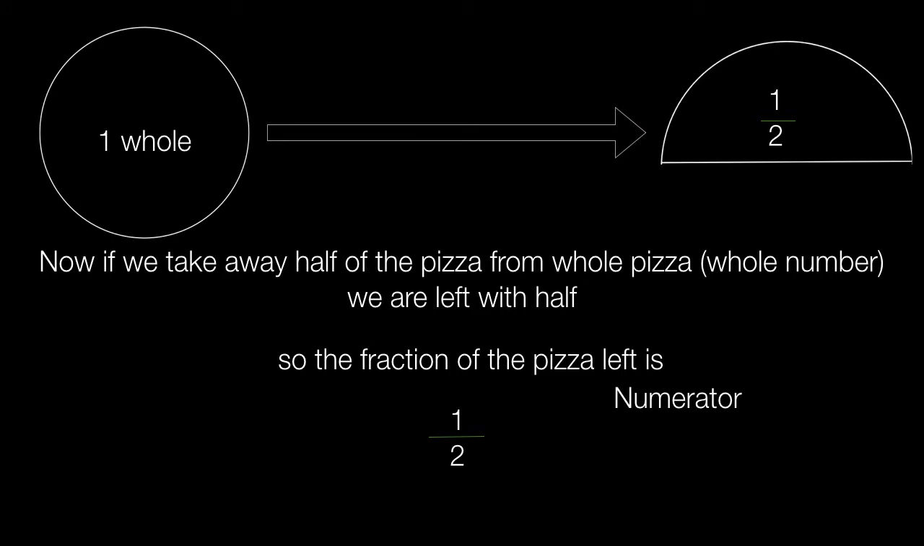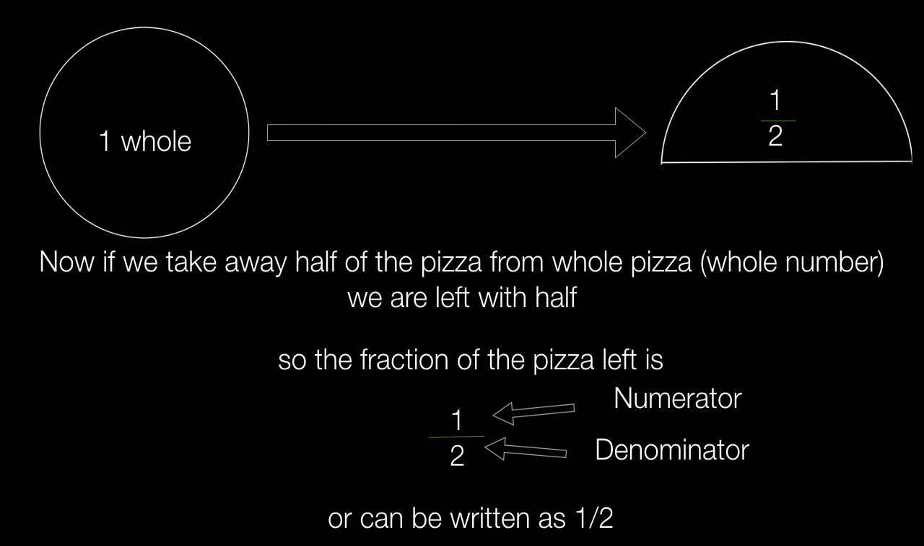Now what does 1 represent and what does 2 represent? 1 represents the numerator, and the number 2 below the line, under the line, is the denominator. The fraction can also be written as 1/2, and it will be known as half.